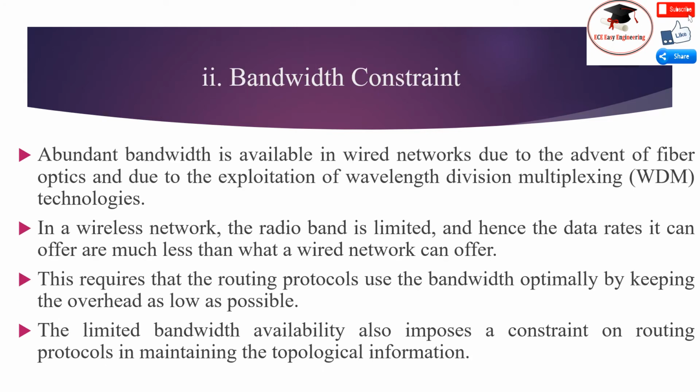Abundant bandwidth is available in wired network due to the advent of fiber optics and due to the exploitation of wavelength division multiplexing technologies. In a wireless network, the radio band is limited and hence the data rate it can offer is much less than that a wired network can offer. This requires that the routing protocols use the bandwidth optimally by keeping the overhead as low as possible. The limited bandwidth availability also imposes a constraint on routing protocol in maintaining the topological information.